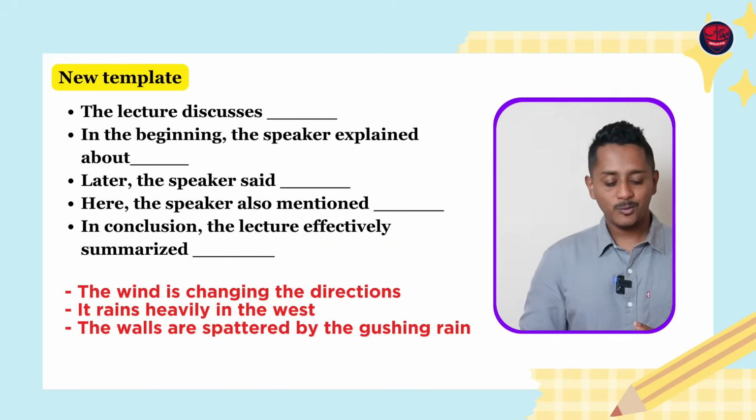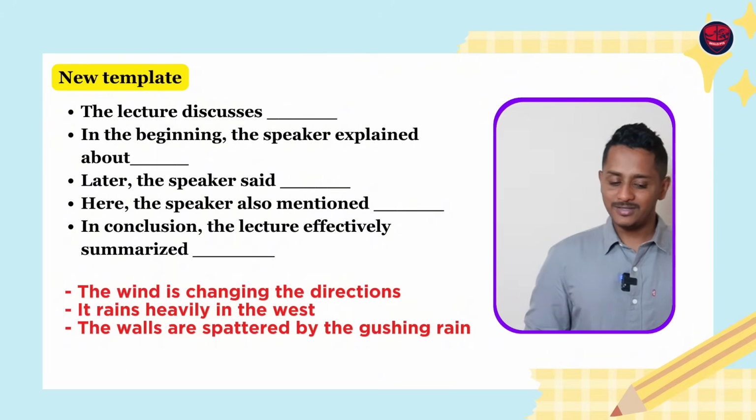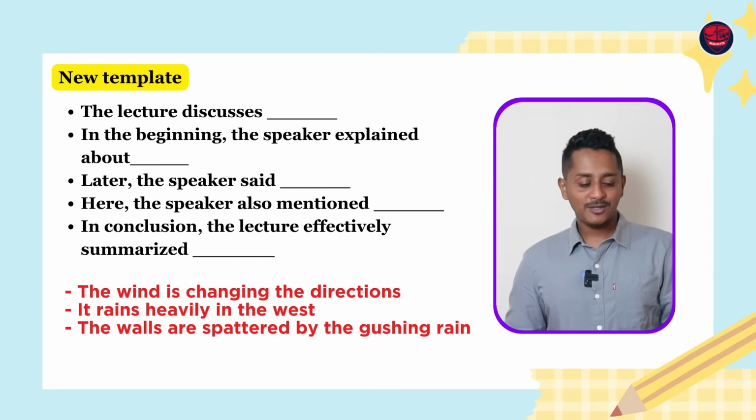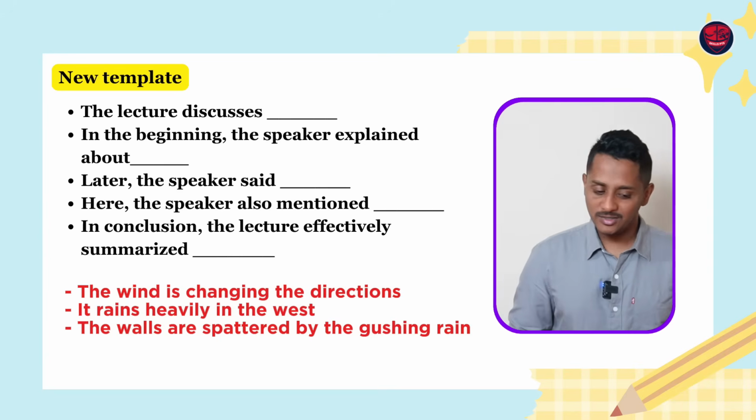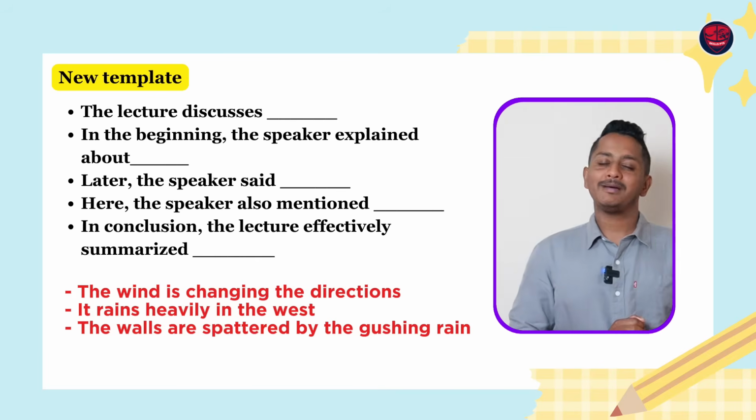The lecture discusses the wind is changing the directions. In the beginning, the speaker explained about it rains heavily in the west. Later, the speaker said the walls are spattered by the gushing rain. Here, the speaker also mentioned the wind is changing the directions and it rains heavily in the west. In conclusion, the lecture effectively summarized the walls are spattered by the gushing rain.